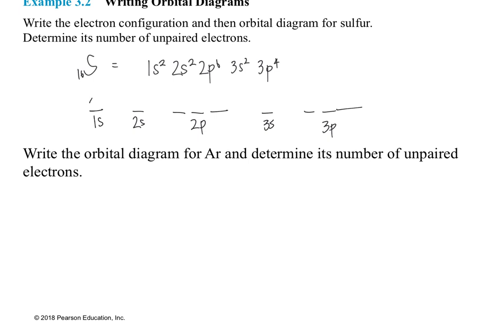All right, so we're filling up 1, 2, filling up 1, 2, go all up, and then all down, Hund's rule. 2p is filled. Now 3s is filling up, 1, 2, and then 3p. So we have 1, 2, 3, 4. So it has 2 unpaired electrons.